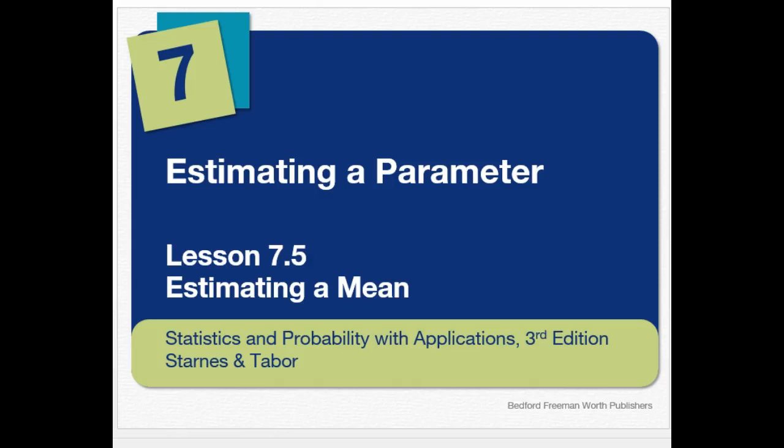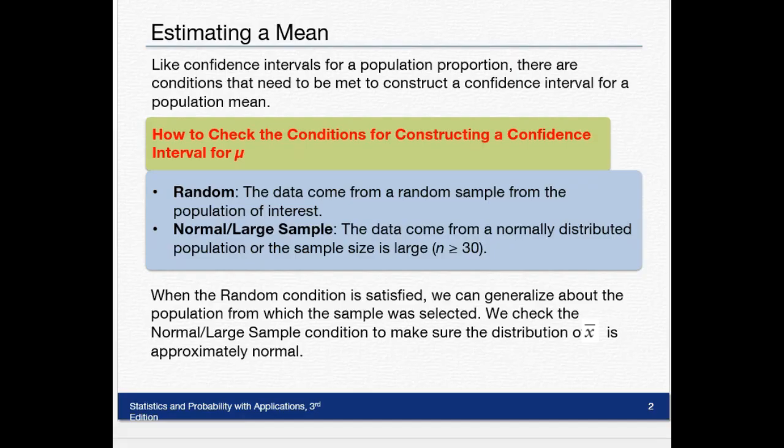All right, in 7.5, we are continuing on with confidence intervals, and we are going to look at means. In 7.3 and 7.4, we looked at proportions, and now we're going to try to estimate a mean. So like confidence intervals for a population proportion, there are conditions that need to be met to construct a confidence interval for a population mean.